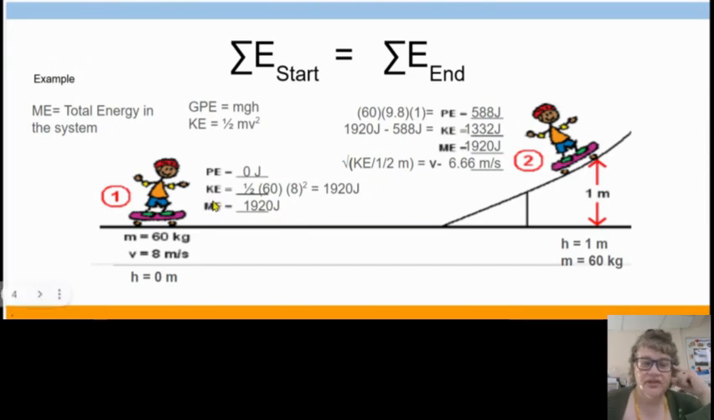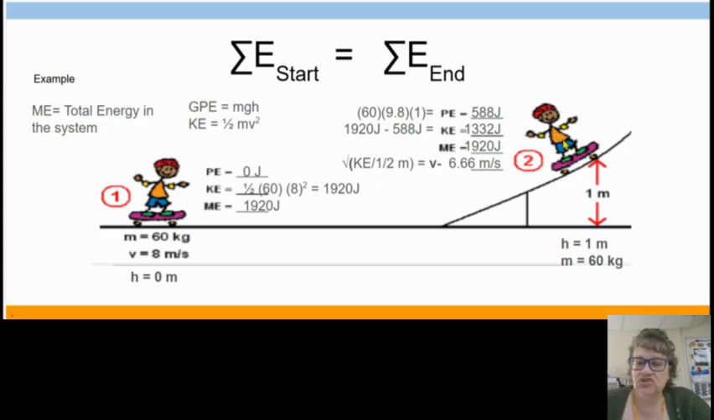Here's the thing. The mechanical energy, the total energy, has to stay the same. So that means the total energy at point 1 has to be the same as the total energy at point 2. So in our list here, the mechanical energy is 1,920 joules.